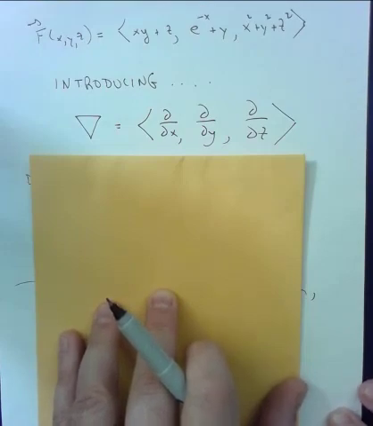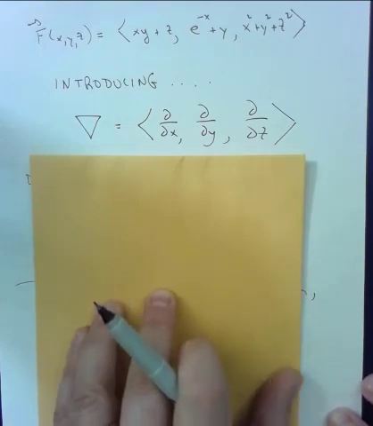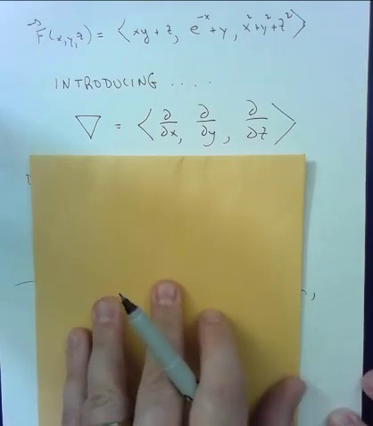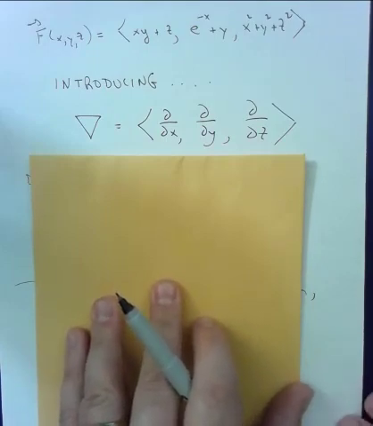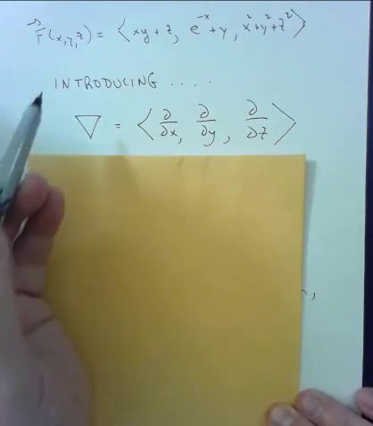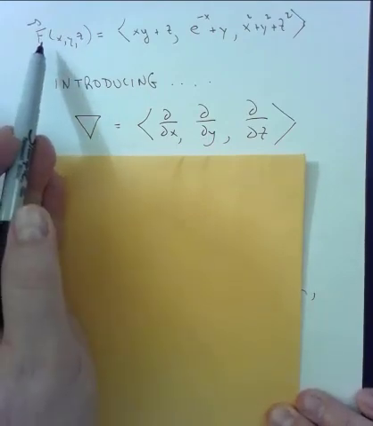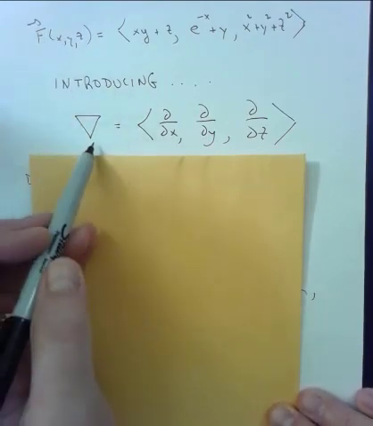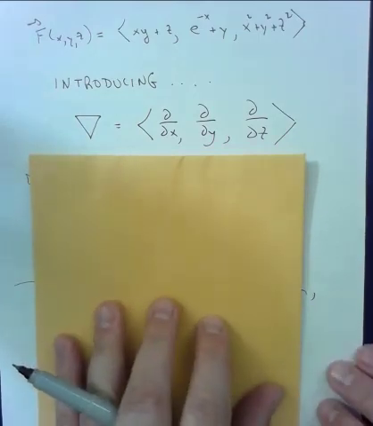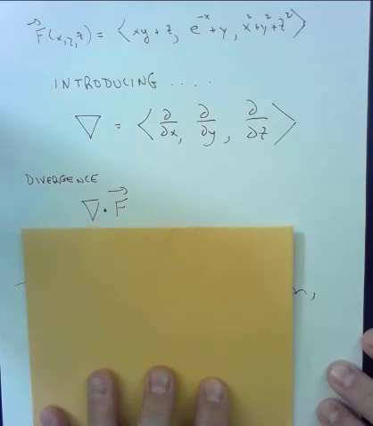This happens to be a collection of three operations in a vector. And it's called the differential operator, or the vector differential operator. Most people are going to call it nabla or del. We can do different things with this because this vector field is a vector. This operator is a vector. What are some of the things you can do with vectors? Well, you can do their dot product.